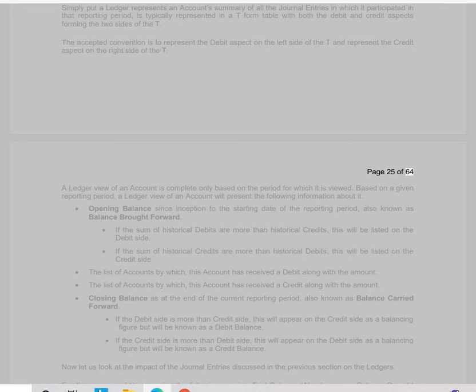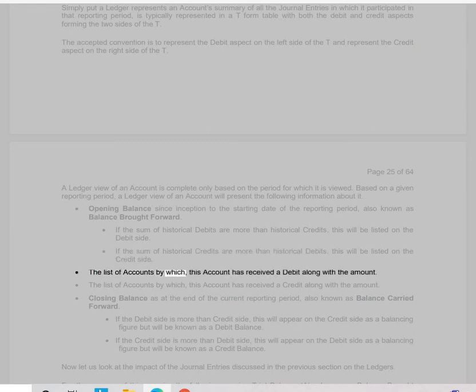A ledger view of an account is complete only based on the period for which it is viewed. Based on a given reporting period, a ledger view of an account will present the following information about it. Opening balance since inception to the starting date of the reporting period, also known as balance brought forward. If the sum of historical debits is more than historical credits, this will be listed on the debit side. If the sum of historical credits is more than historical debits, this will be listed on the credit side.